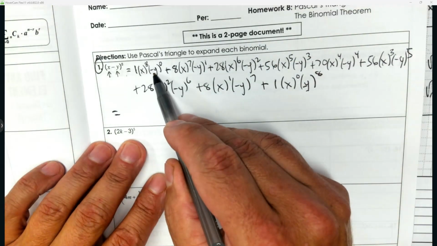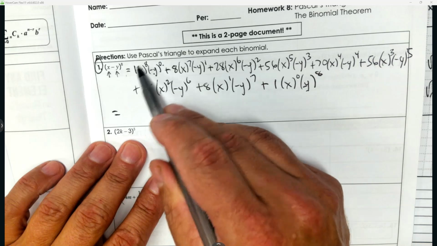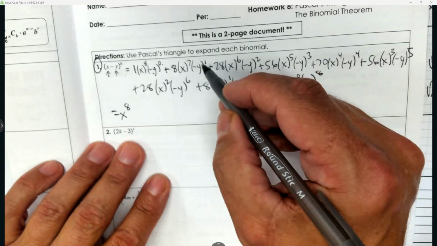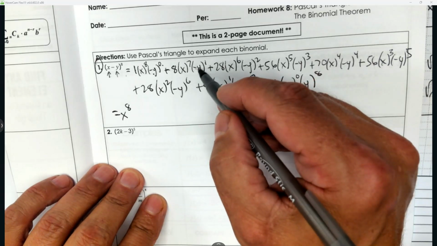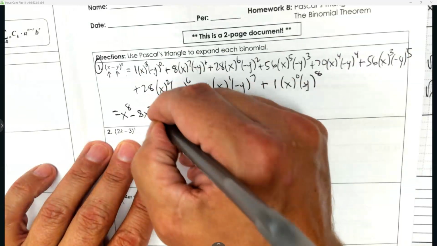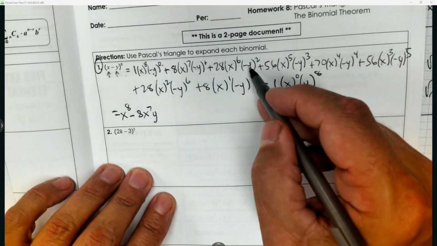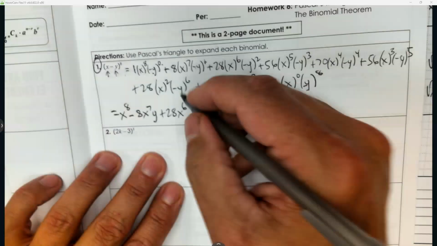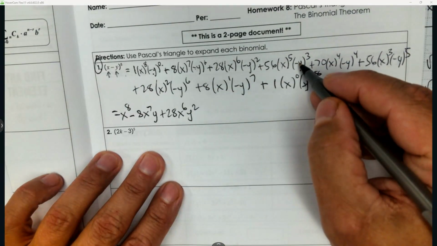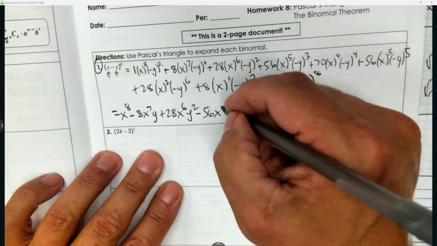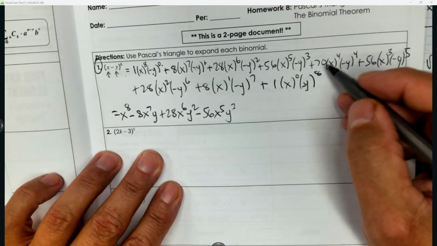All right, then we simplify this. Anything to the exponent 0 is 1. So this is 1 times 1. That leaves me with x to the 8. There's our first term. Here, just be careful if it's positive or negative. A negative y to the exponent 1 makes it negative, and it's 8x to the 7, and then y. Next one, that's an even exponent, so it's plus 28, x to the 6th, and y squared. Here, an odd exponent, so it's subtracting 56, x to the 5 and y cubed.